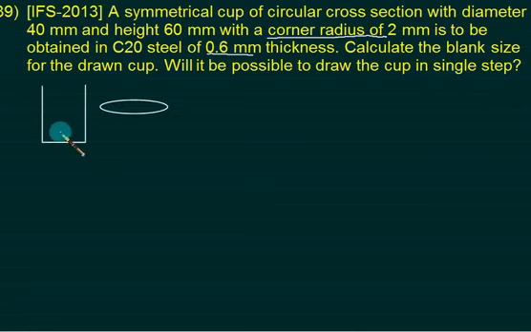That is the question to you. So what is the diameter of cup? Diameter of cup is 40, height of cup is 60, and this one is diameter of blank. To find out the diameter, we will simply equate it.